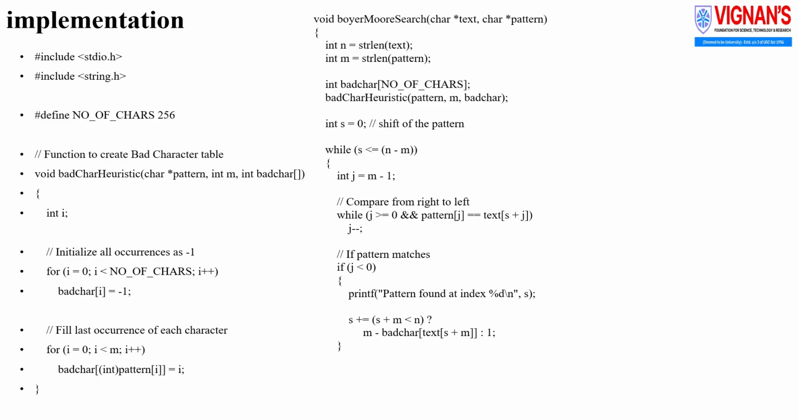The search process. The Boyer-Moore search function executes the actual matching. Right-to-left comparison. Comparisons begin from the end of the pattern, index M-1, and move backward. Calculating shifts. If a complete match is found, the starting index is printed. If a mismatch occurs, the pattern shifts forward based on the values in the bad character table to align the text character with its last occurrence in the pattern.